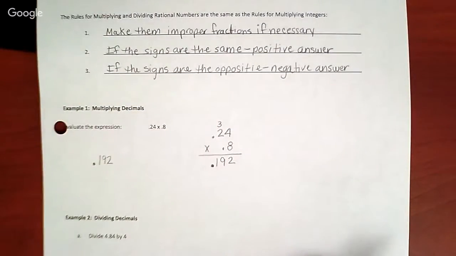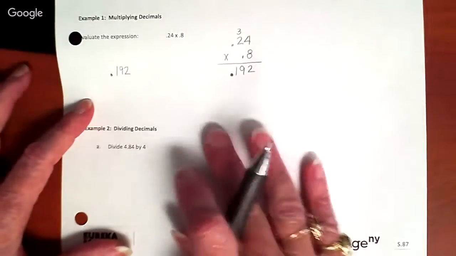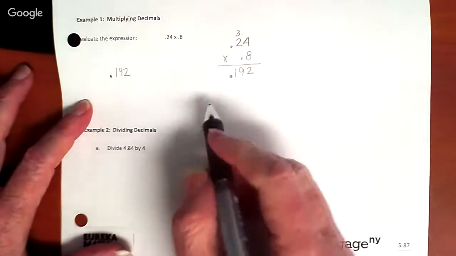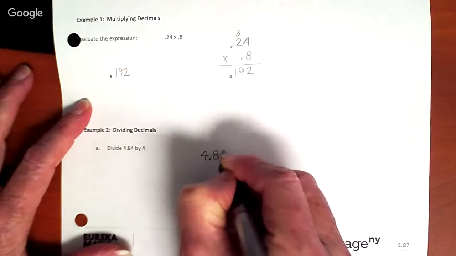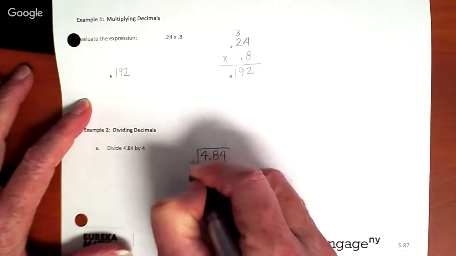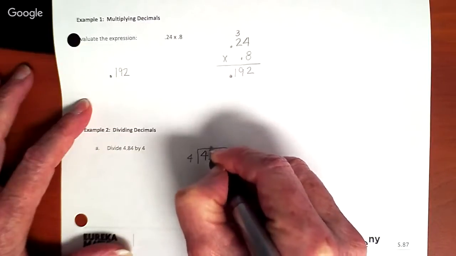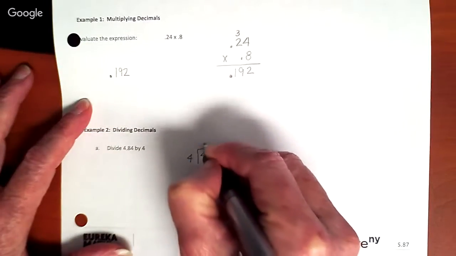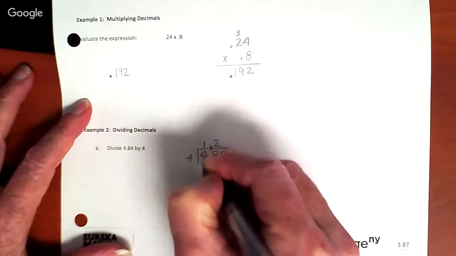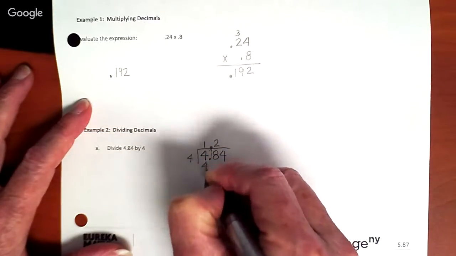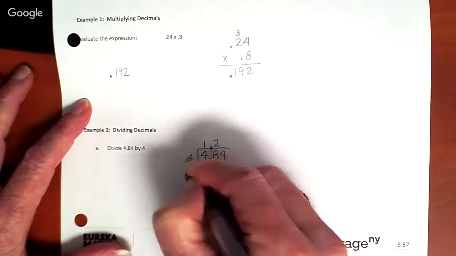My next problem is dividing decimals. In this case, we have a whole divisor, so we just set it up as 4.84 divided by 4. Remember, our decimal point goes right up into my answer here. So 4 goes into 4 once. 4 times 1 is 4, and that is 0. Bring down our 8. 2 times 4 is 8.